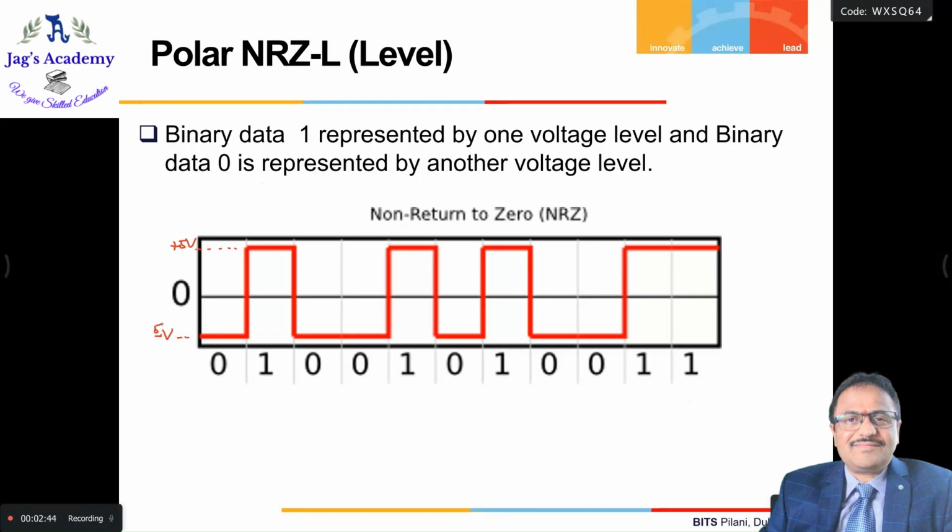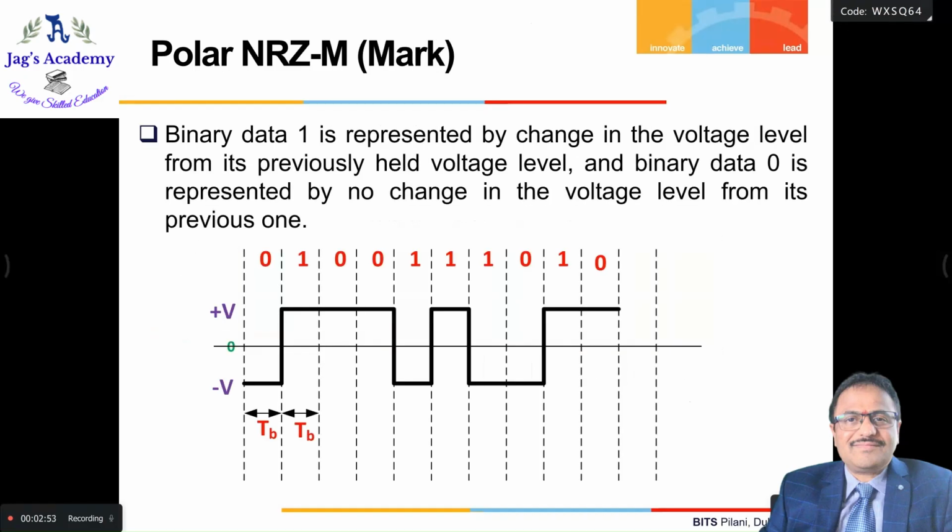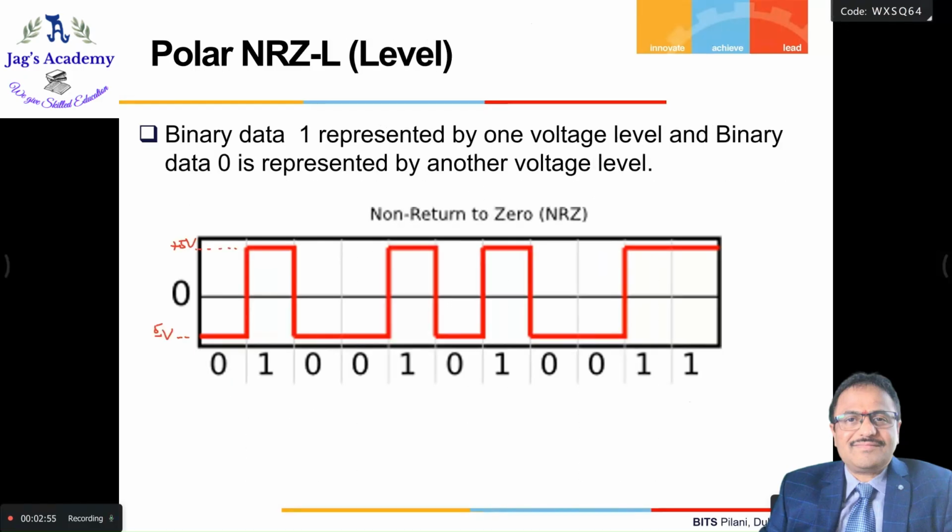This is called polar non-return to zero. Now, can you draw polar return to zero for this? Just remember, this is polar non-return to zero level. That means every level is the same, every level, 0 and 1, is the same. That is called level. Polar non-return to zero level.